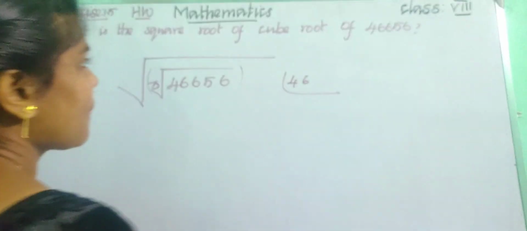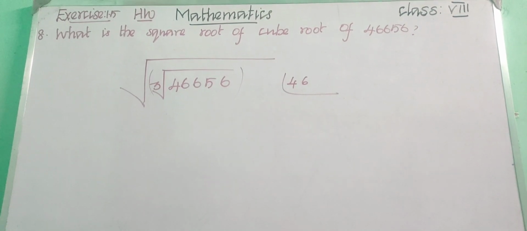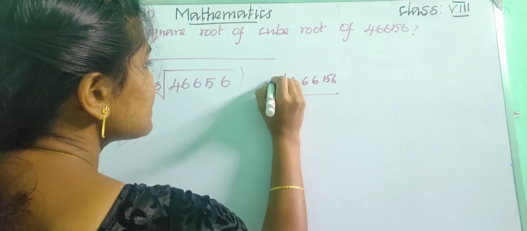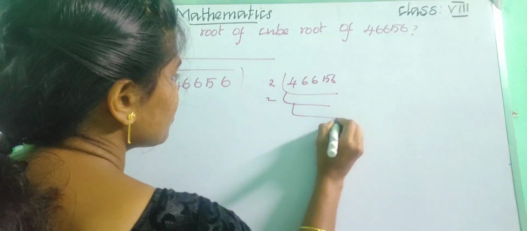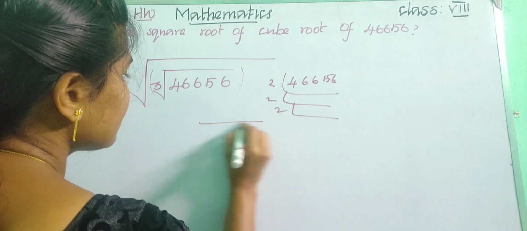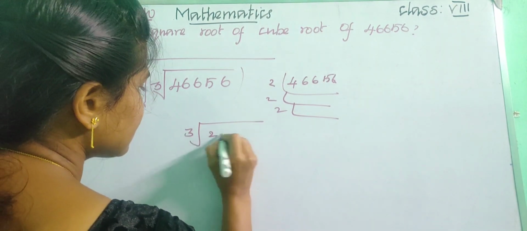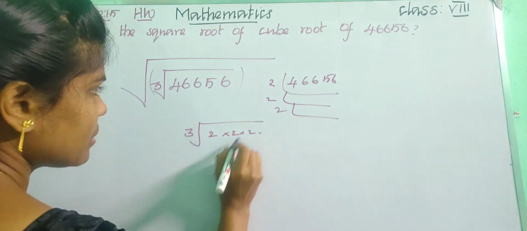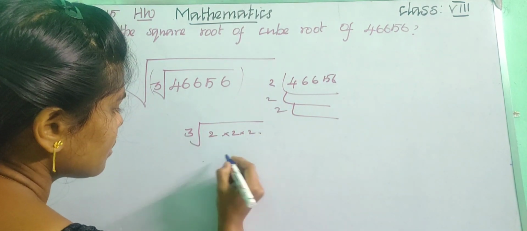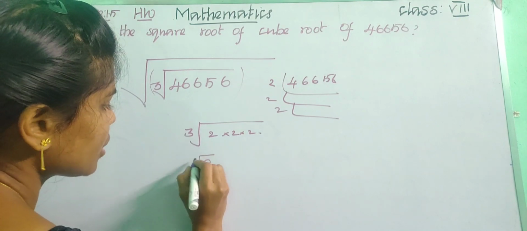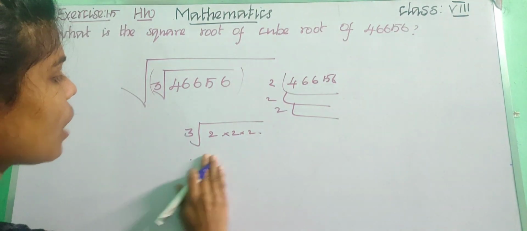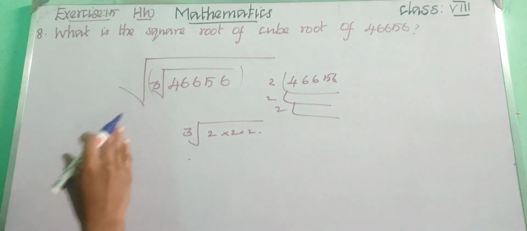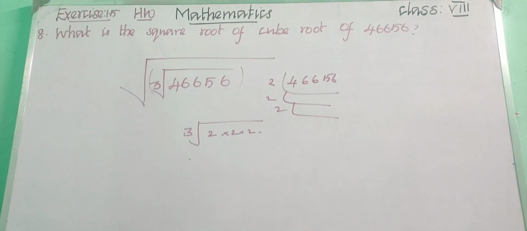After finding the prime factorization, if you got 2, 2 and 2, you will write the cube root for this as 2 into 2 into 2. So what will you get? If you got this, you will get some answer, right? So we got the cube root now. After getting the answer for this cube root, you need to find the square root for it. Children, is it clear?